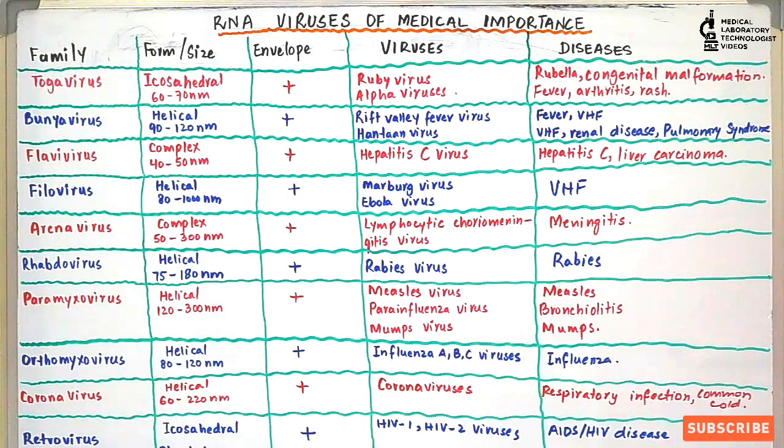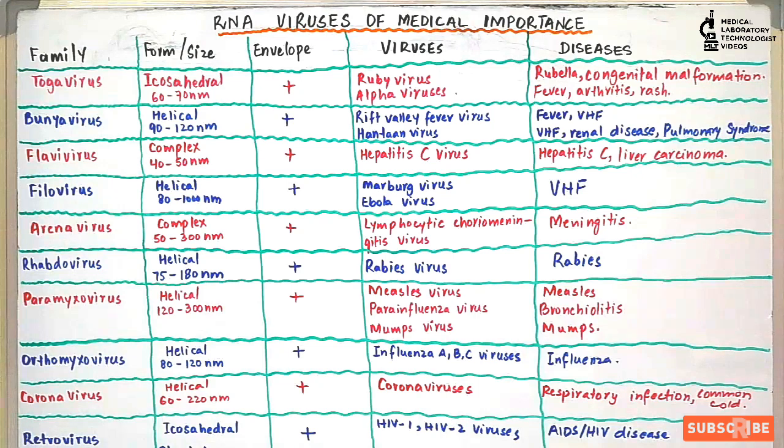So you have to remember families, you have to remember shape, and whether they contain an envelope, as you know, made up of lipoproteins. Mostly viruses contain an envelope, and some viruses are non-enveloped. And then we will see in which family what viruses are important and what diseases they cause. So in this lecture, basically we will focus on the classification of viruses based on RNA and DNA. Now we will start.